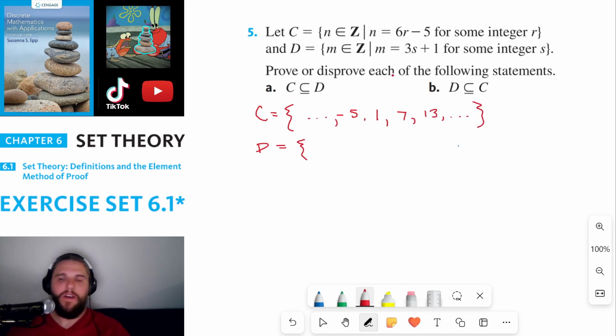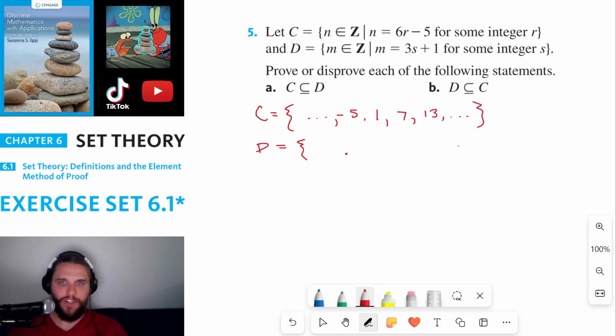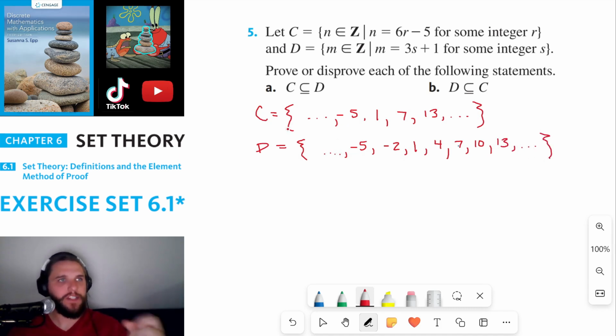Now I'm going to plug in some values for s as well, but I'm going to start at s equals negative 2. If you plug in s equals negative 2, we also get negative 5. If we plug in s equals negative 1, we get negative 2. s equals 0 gives 1. s equals 1 corresponds to 4. s equals 2 corresponds to 7. s equals 3 corresponds to 10. s equals 4 corresponds to 13, and so on. I'm writing all of these numbers out to show very clearly that the elements of C are also elements of D. This makes it much easier to prove and disprove the statement.